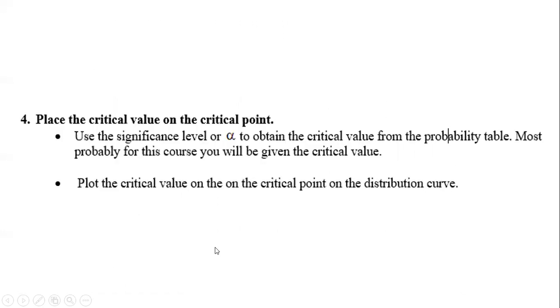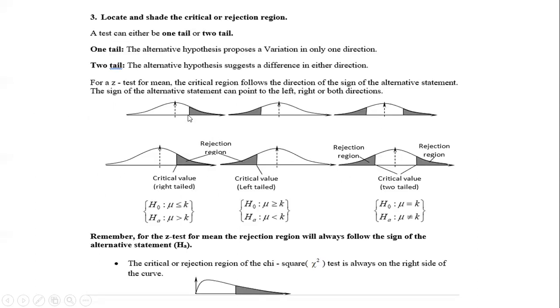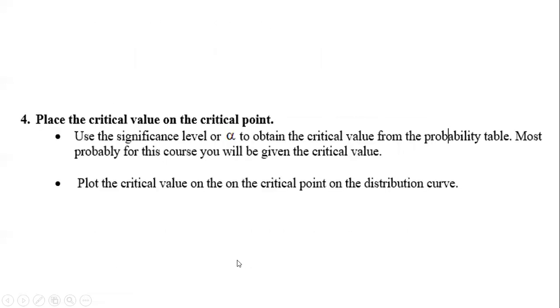Okay. The fourth step is to place what you call a critical value on the critical point. The critical point is right there in that corner there, the boundary between the shaded and the non-shaded. That's where you have the critical point. So you have to put a value there, the critical value coming on the critical point. That will be the fourth step.